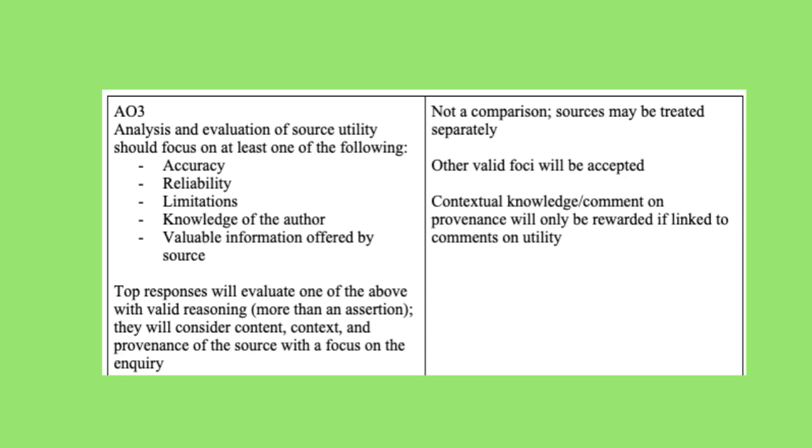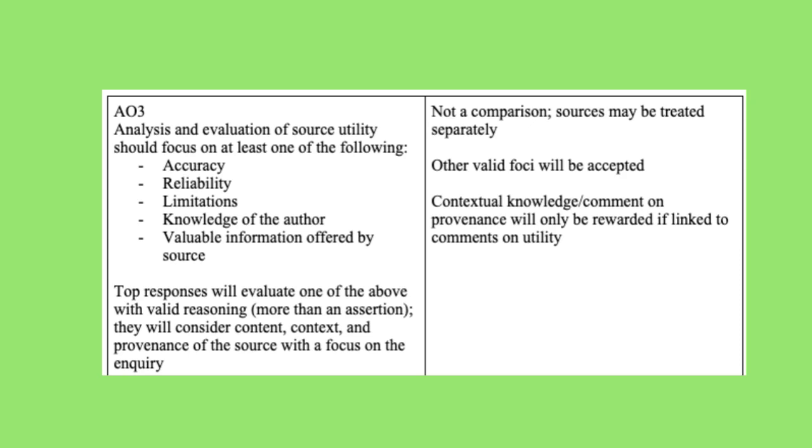Now, evaluate is the key word here, not an assertion. So you can't just say this source is accurate or this source is reliable. You need to think, well, why is it accurate? Why is it reliable? Why does it matter that they're accurate and reliable in relation to the inquiry given to me in the question?